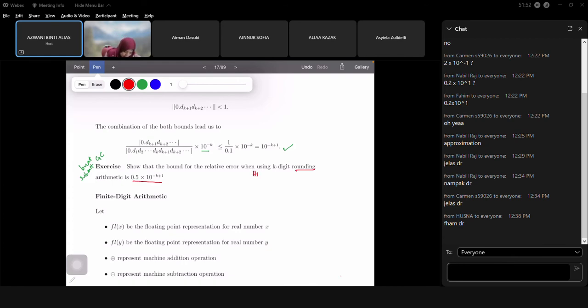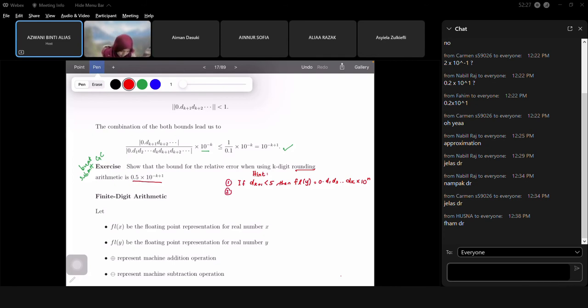So there is a hint. We know that rounding has two possibilities. The first is if D(K+1), the digit to be rounded, is less than 5. Then the floating number for Y is 0.D1, D2 up to DK. It just cuts off D(K+1). Clear? Okay, this is the first.